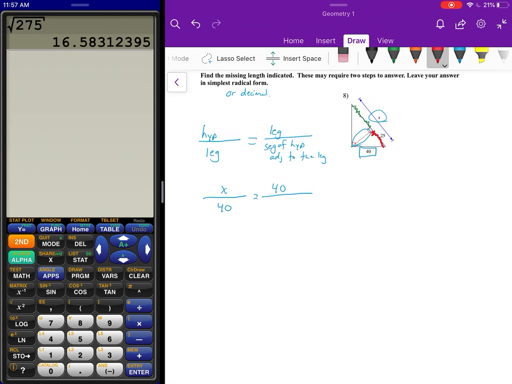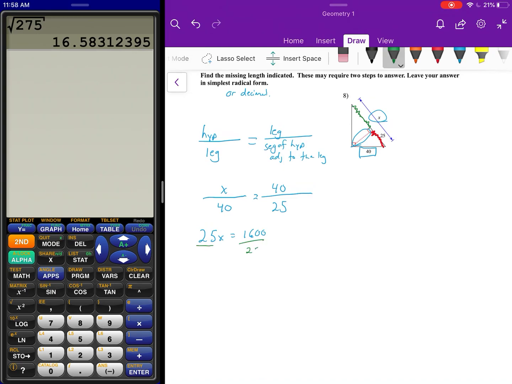There are 2 parts of the hypotenuse, this green part and this red part. Do we have the one adjacent to the leg that we are talking about? We do. It's the 25. Sometimes you might have to find a length, but this one was given to us. And so now we have a proportion that we can cross multiply and solve.